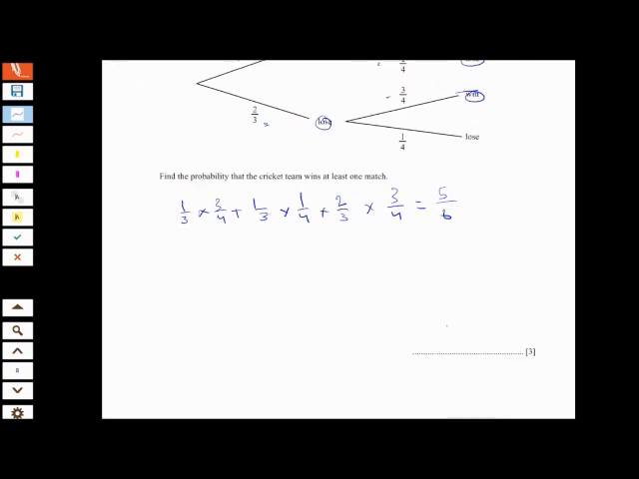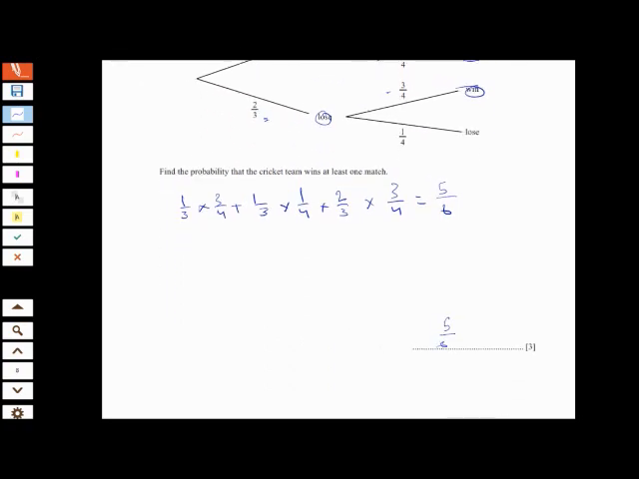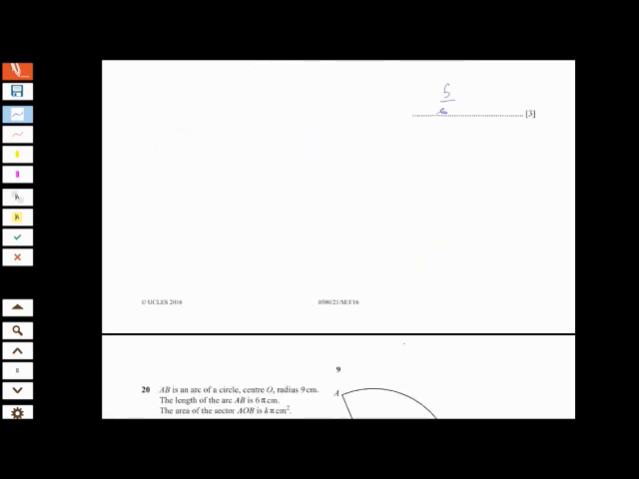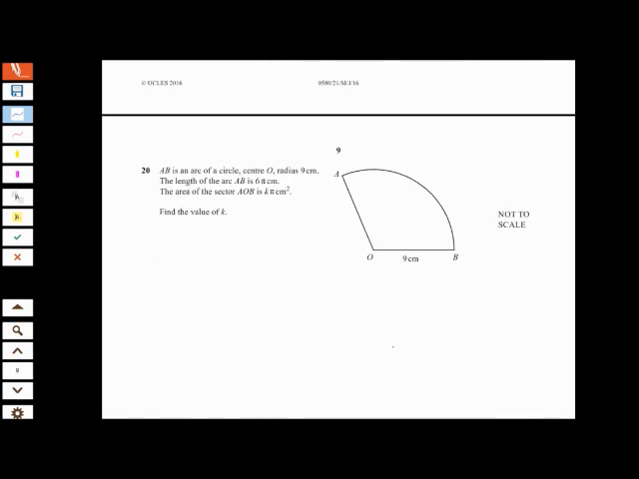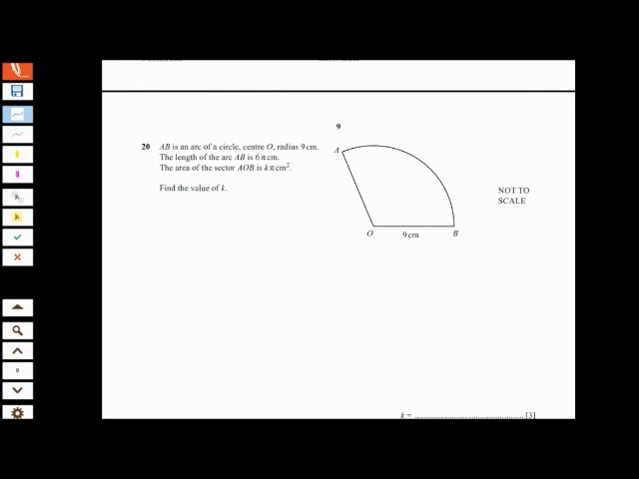That's the probability, that's the answer of the team winning at least one match. And now question 20. AB is an arc of a circle, center O, radius 9 centimeters. The length of the arc AB is 6 pi centimeters. The area of the sector AOB is k pi centimeter square. Find the value of k.